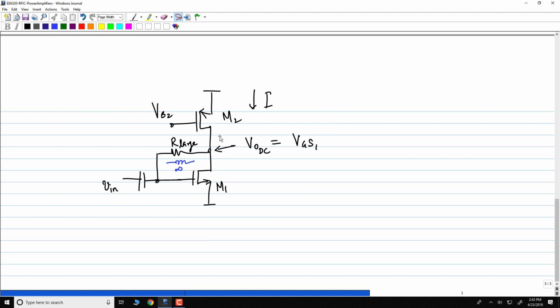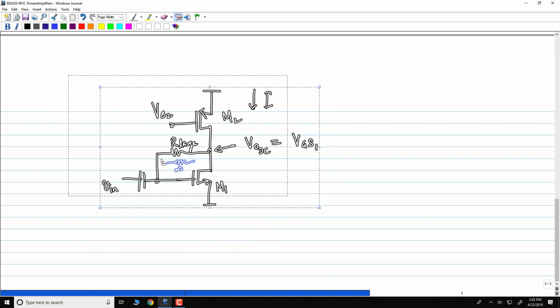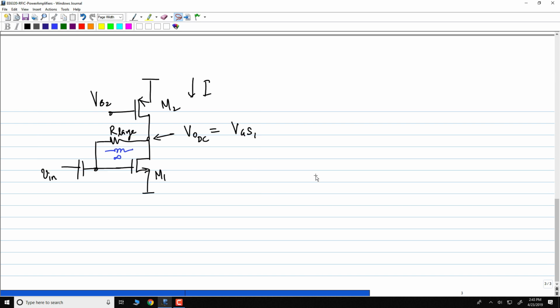I want to do even better. I want independent control. So imagine now I actually want to bias it at the optimum voltage, VDD by 2. I want to bias the output at VDD by 2. How do I do it? So we can take a reference VDD by 2 and, very simple, exactly.